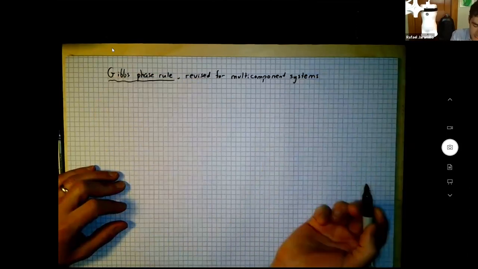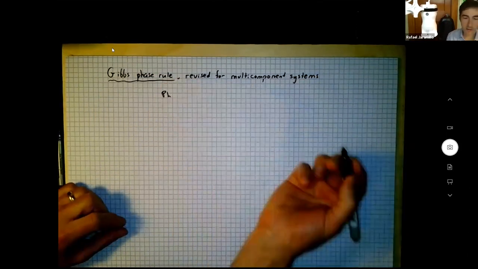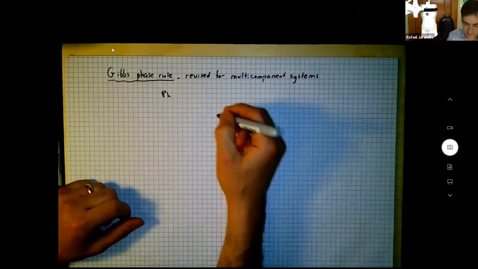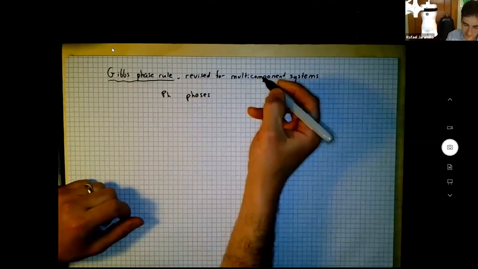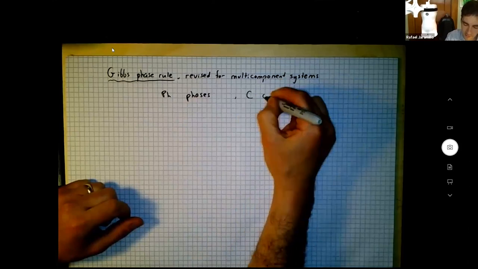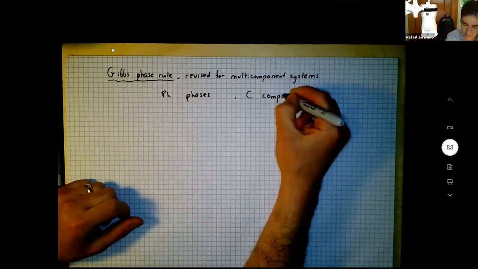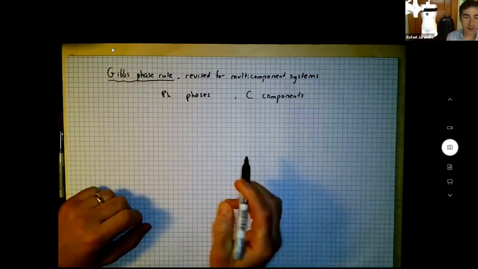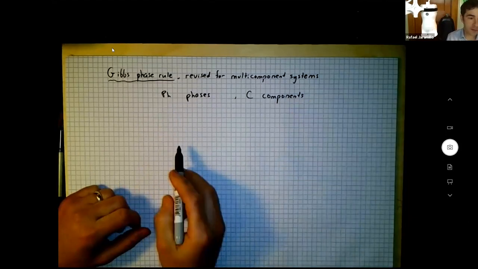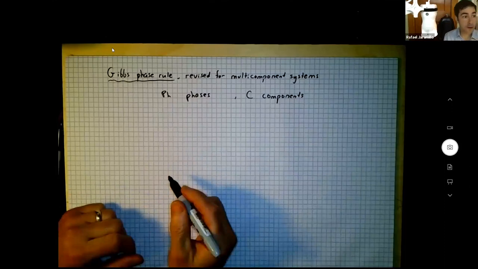Right. And as before, we're going to use this pH to mean phases, so Fa phases and C components. As before, I'm not using capital P for phases as the book does, because capital P means pressure. So this is a problem in linear algebra.